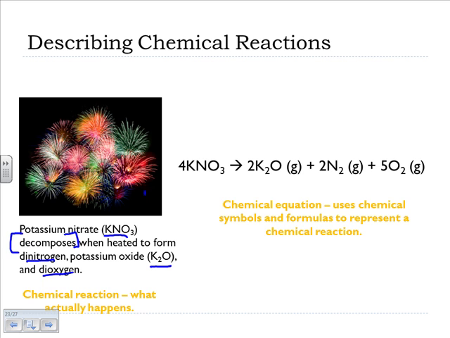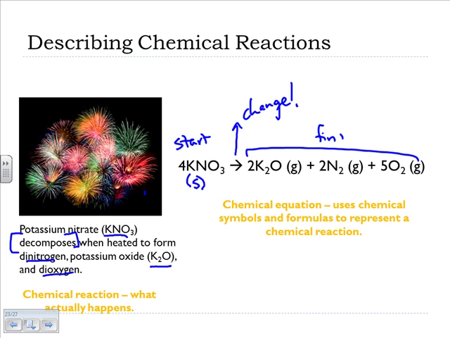What I use from there is a chemical equation. So I use the chemical symbols and chemical formulas to describe absolutely everything in the equation. Potassium nitrate, which is a solid, decomposes, right? So that arrow there tells me change has happened, right? And I started under a certain condition, and I finished under a certain condition.